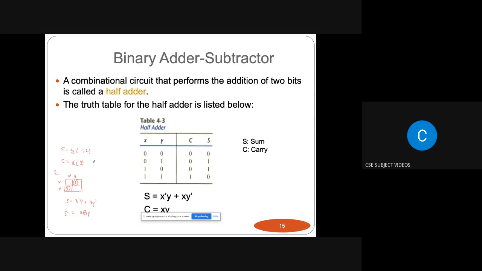Similarly, we can find the expression for C, that is carry. For carry also, we can use the 2 variable K map. So this is for carry. It is x dash x and here y dash y. Here only one minterm is available in C. So we can plot the value 3. The only possibility is a single 1. So we can write C is equal to xy.